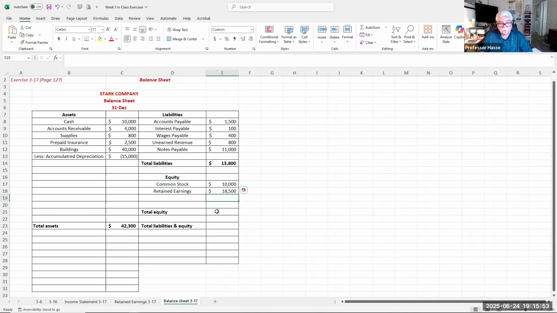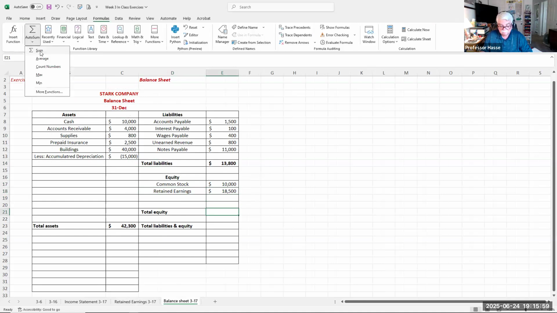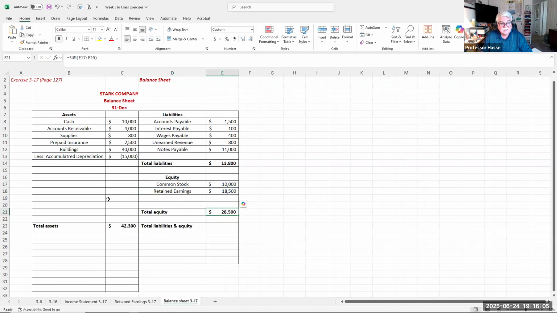Now the moment of truth. Total equity, $28,500. Total liabilities and equity: 13,800 plus 28,500. And golly Gomer, $42,300. Our assets equal our liabilities plus equity. Our company now has completed the financial representation for the Stark Company for the year ended December 31st.